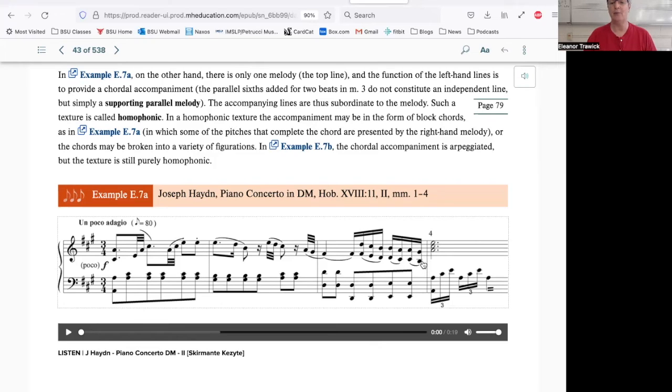That's also very common. So unlike polyphony or contrapuntal music, where all of the lines are meant to be equal, of equal importance, and independent of each other, in homophonic music, there's usually one line that is the most important, and the other parts are accompaniment.